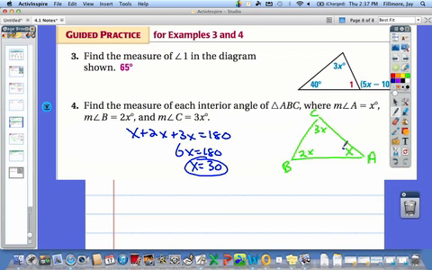So this angle, since it's just x, is 30. This angle is 2 times 30, or 60. And this is 3 times 30, or 90. And you can check: if you add all three of those together, the 90, 60, 30, you do get 180. The correct answer is that x is 30, and those are the three angles that we were looking for.